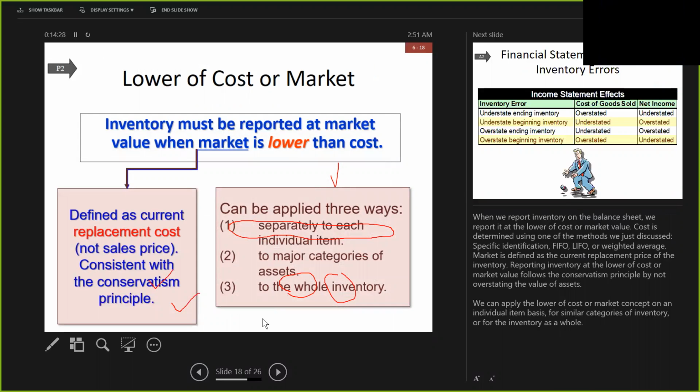Lower of cost or market is a good concept mentioned this week too. And there are times when inventory has to be reported at market value. And let's look at the handout. Defined as current replacement cost, not sales price, and consistent with the conservatism principle. Can be applied in three ways: separately to each unit, or to the major categories of assets, or to the whole inventory.